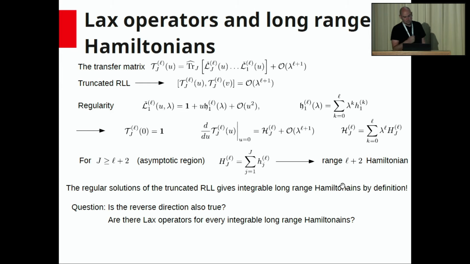The only question is: is the reverse direction also true? In other words, are there Lax operators for all integrable long-range spin chains or not?